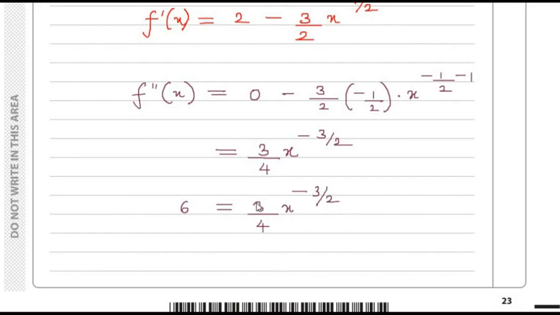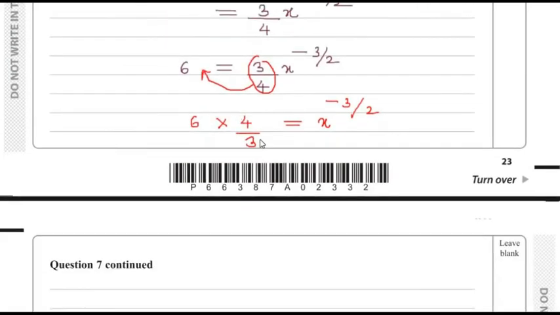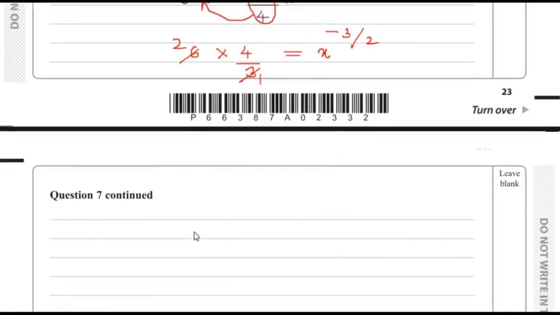Now a little bit of rearrangement. This 3 over 4 will be moved to the other side of the equal to sign. So it reciprocates and becomes 4 over 3 times 6 equal to x to the power of negative 3 over 2. So here we get 3 one times and 3 two times. There is a division. So we get 8. 2 times 4 is 8, equal to x to the power of negative 3 over 2.